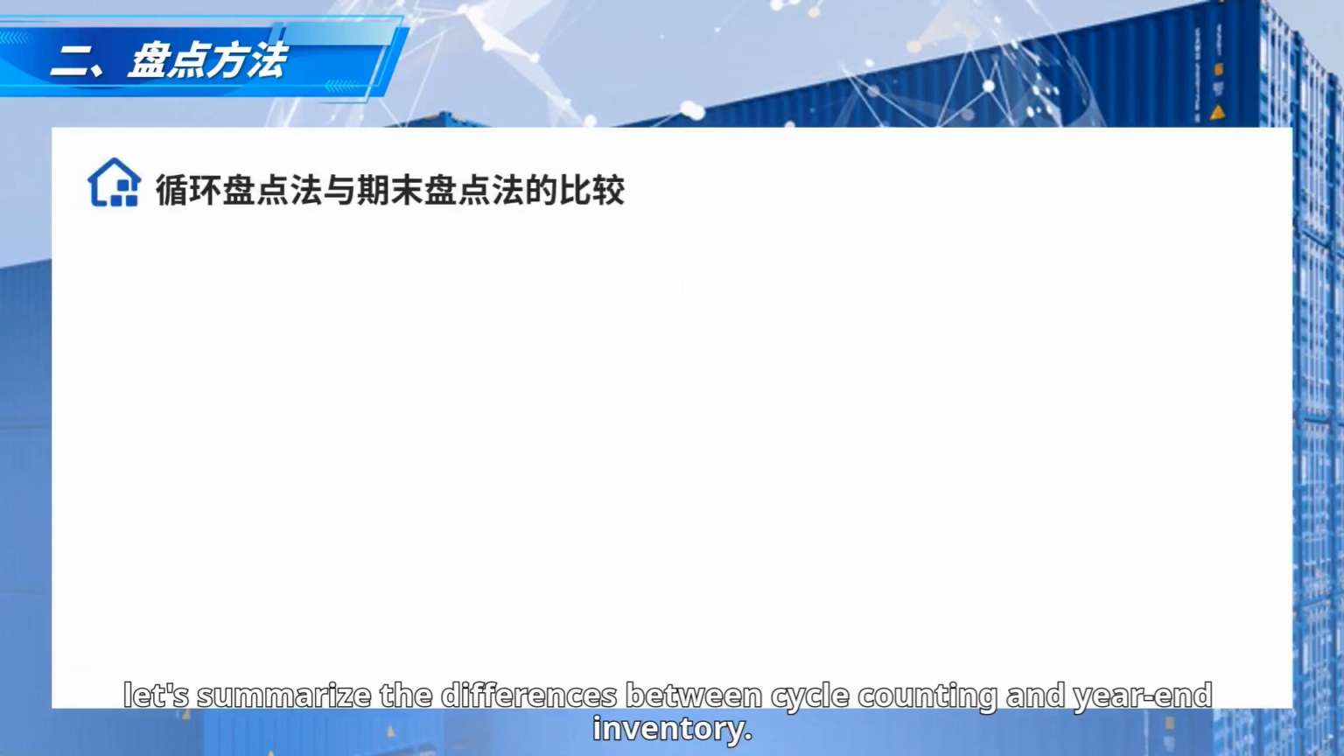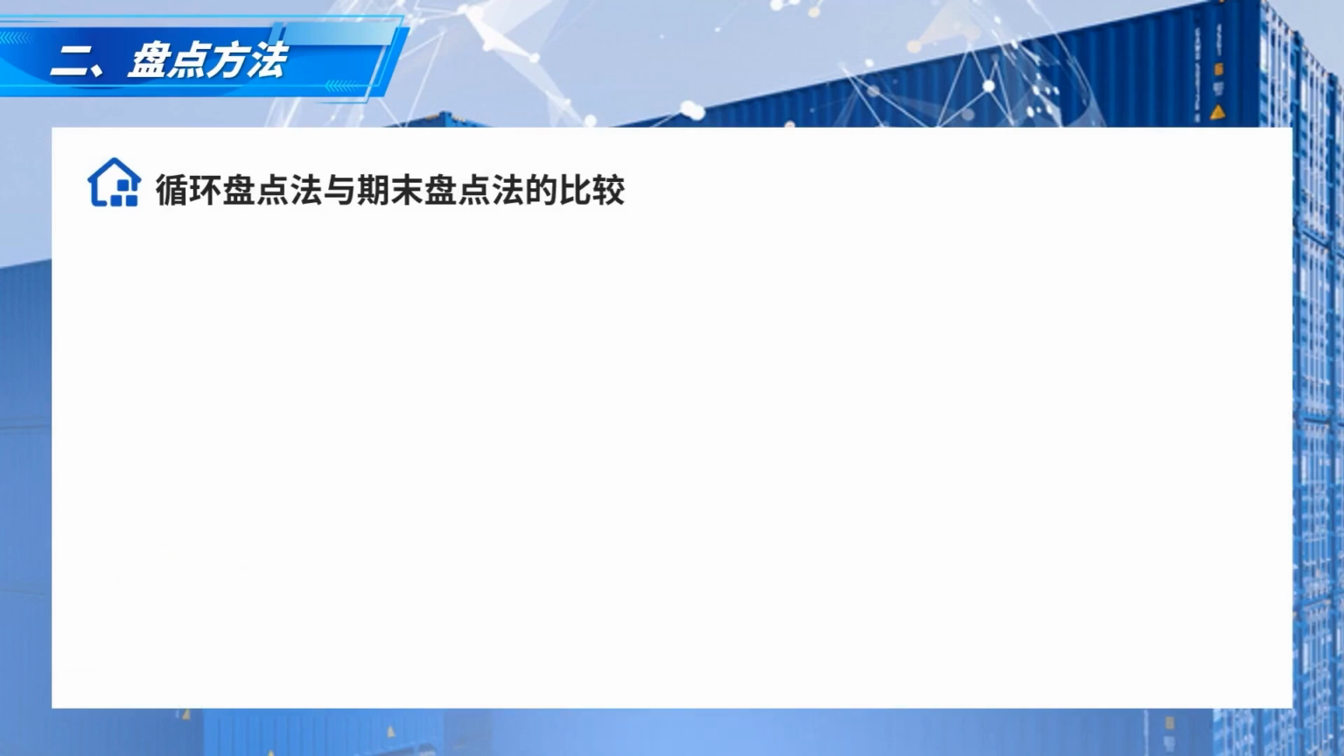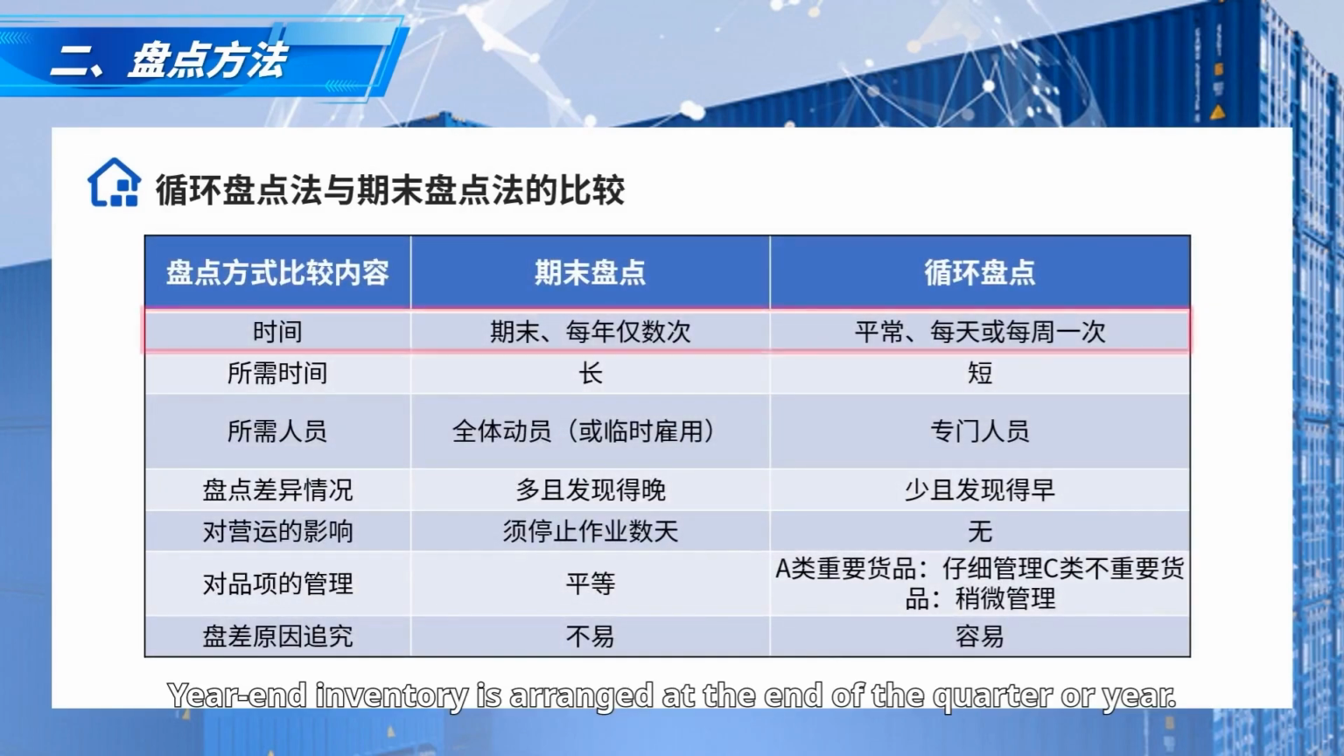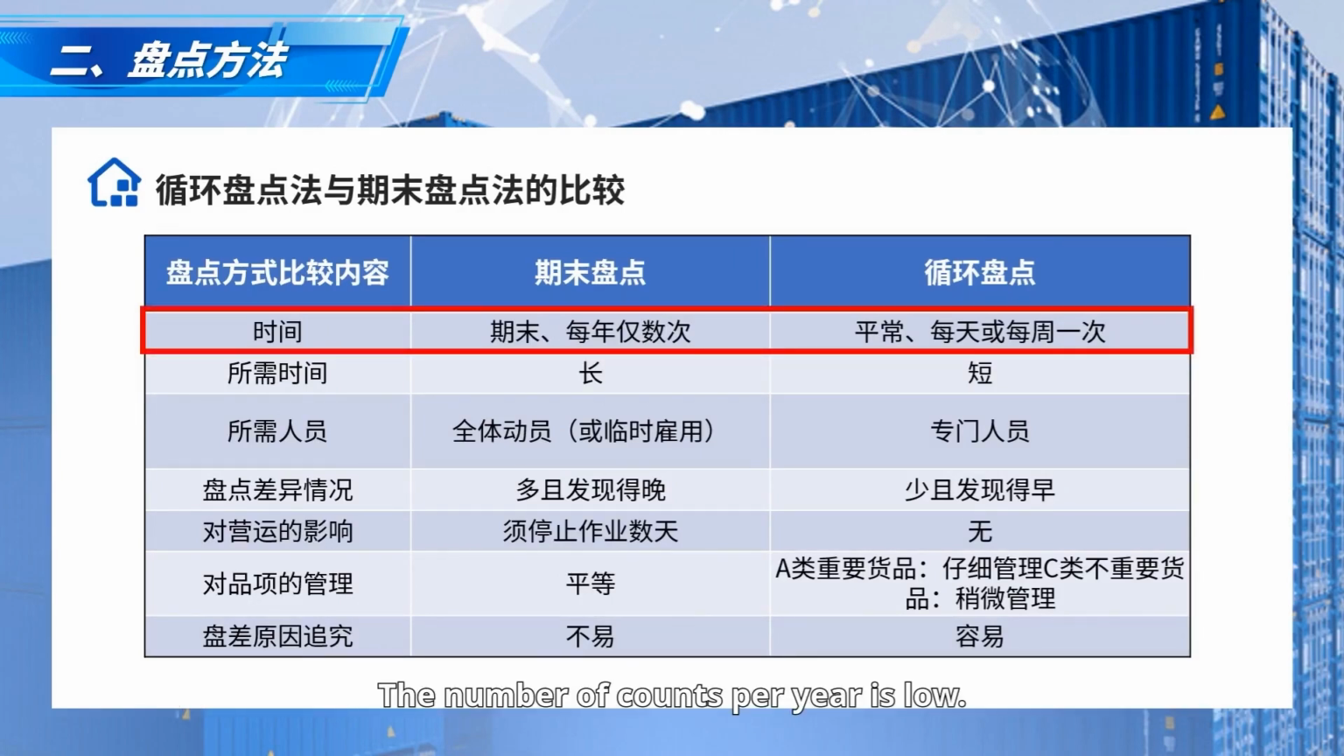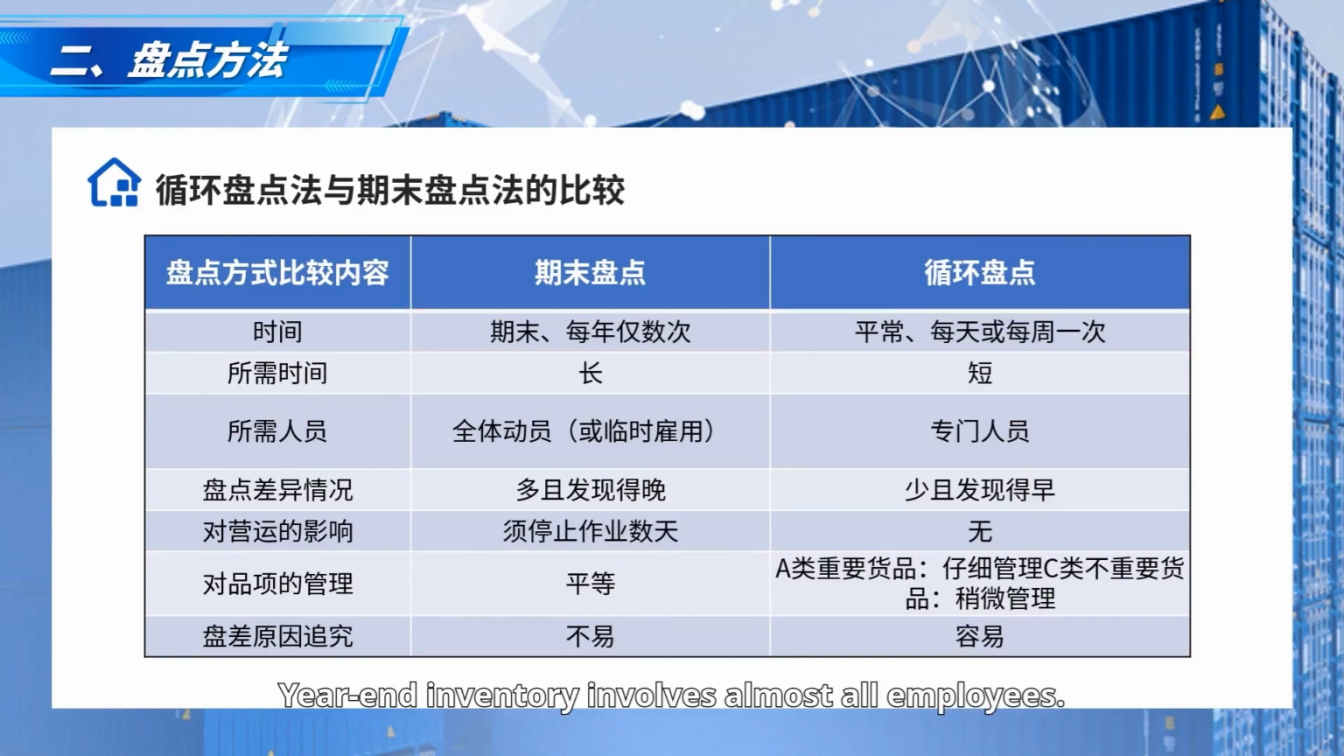Next, let's summarize the differences between cycle counting and year-end inventory. In terms of timing, year-end inventory is arranged at the end of the quarter or year. The number of counts per year is low. Cycle counting is done daily or weekly. Year-end inventory involves almost all employees. Cycle counting is usually done by 1 or 2 warehouse keepers.